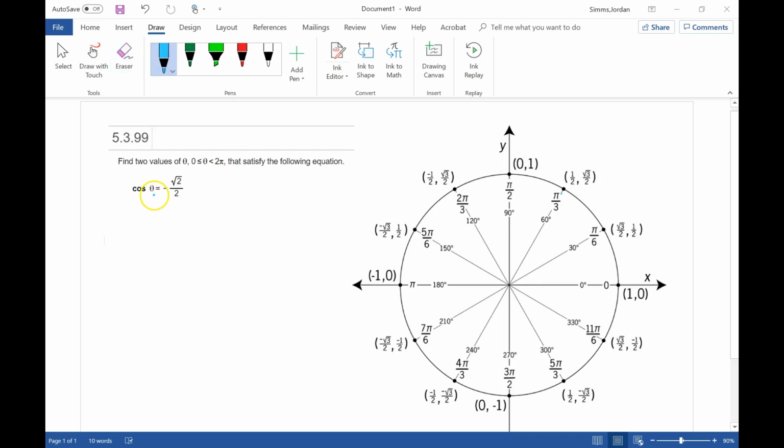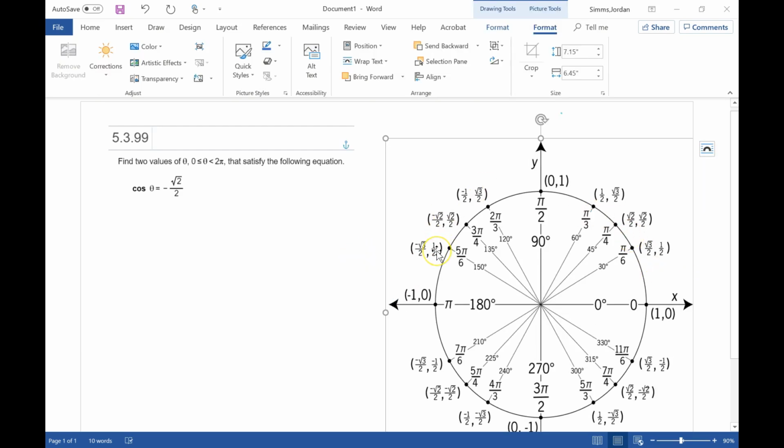Here we're asked to find the cosine of theta, and it's telling us that theta is somewhere in between 0 and 2 pi. So that tells us it's here on the unit circle somewhere. Now the cosine of theta is negative root 2 over 2. So let's have a look here along the unit circle, and we're looking for an x component where we have negative root 2 over 2.